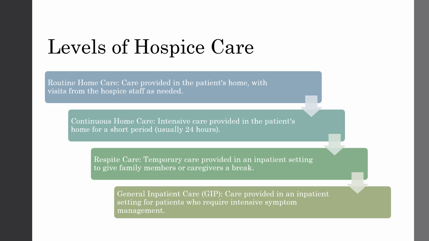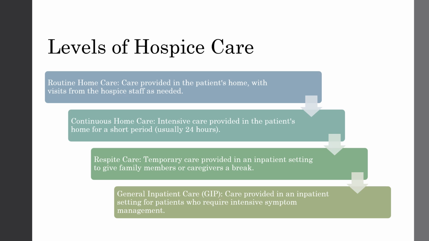Hospice care encompasses various levels of support. Each level is designed to meet the unique needs of our patients and families, providing flexibility and adaptability as their journeys unfold. Routine home care is provided in the patient's home, wherever they call home, with visits from the hospice staff as needed. Continuous home care, or crisis care, is intensive care provided in the patient's home for a short period, generally 24 to 72 hours.